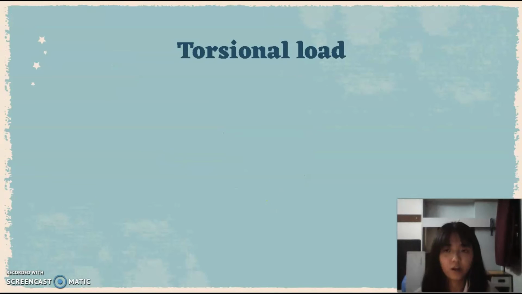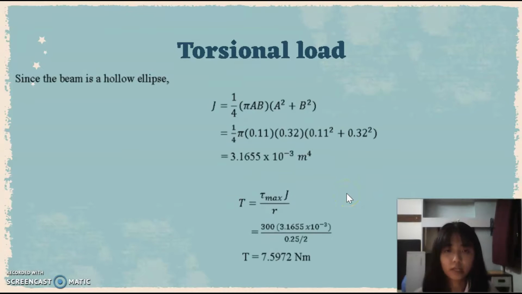For torsional load, since we have considered the beam to be a hollow ellipse, by using this formula we can get the polar moment of inertia equal to 3.2 times 10 to the power of negative 3 meter to the power of 4. The torque can be calculated by taking the maximum shear stress of the beam multiplied by the polar moment of inertia and then dividing by the radius of the beam, so we got T equal to 7.5972 Newton meter. That's all from me.